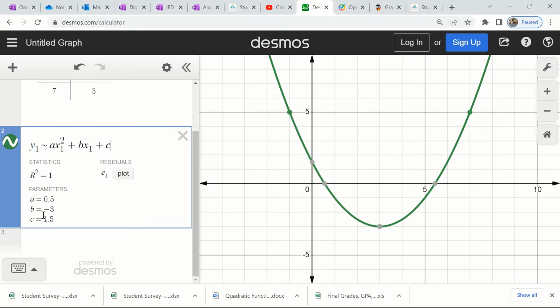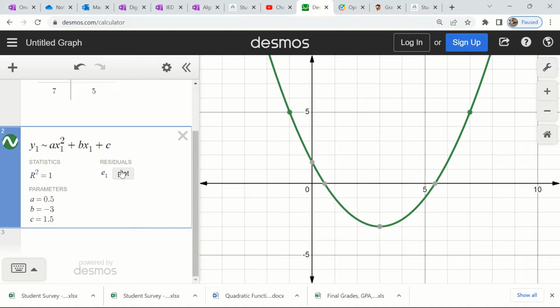So I'm going to take a moment and write that down. So I have a is 1/2, so you would have 1/2 x squared, minus b is -3, so minus 3x plus 1.5. And that's the equation that fits those points.